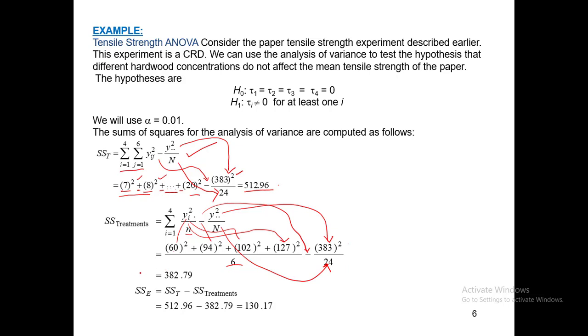Upon the calculation, we got the sum of square of the treatment equal to 382.79. When we subtract 382.79 from 512.96, we get 130.17. This is our sum of square of the error. These are the calculations that we have to perform in ANOVA.